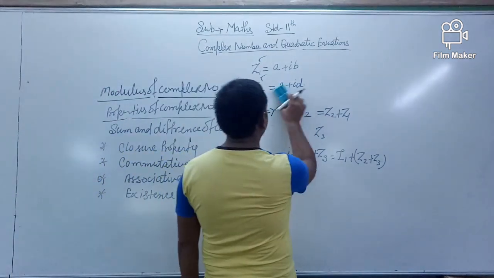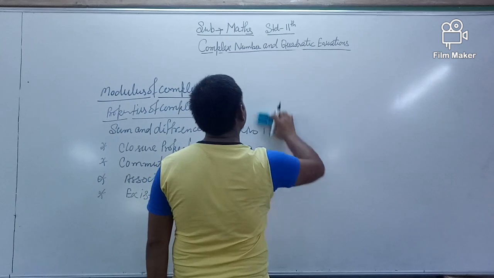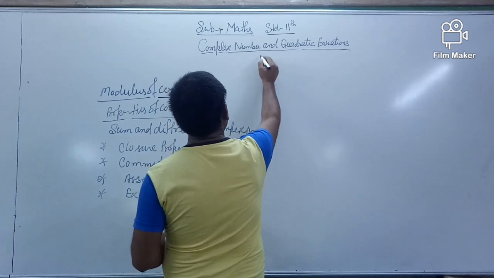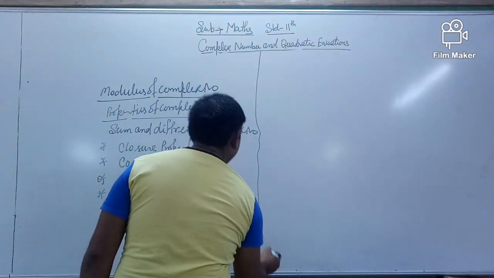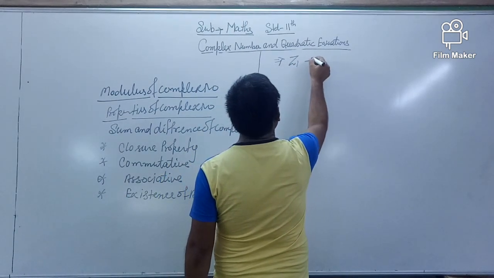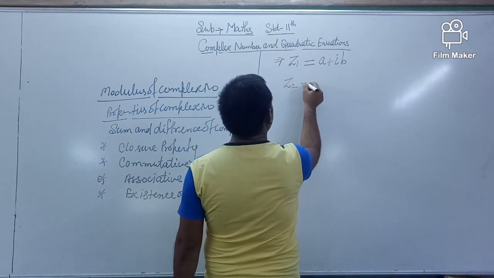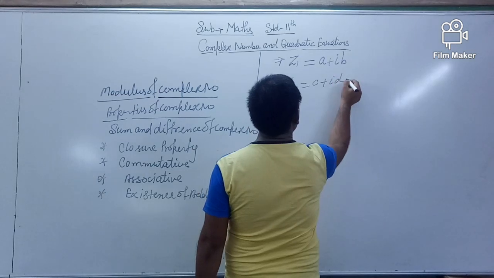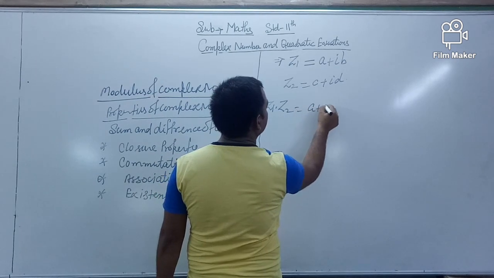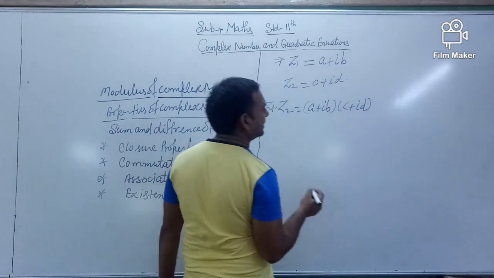Next, we are going to the multiplication of two complex numbers. Suppose you just want to take the multiplication of two complex numbers. I take the first complex number Z1 equal to A plus IB, and the second complex number Z2 equal to C plus ID. Then the multiplication Z1 into Z2 is A plus IB times C plus ID. You apply the simple method for the multiplication.